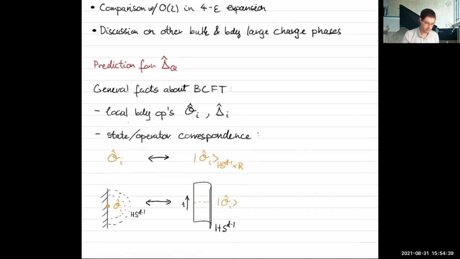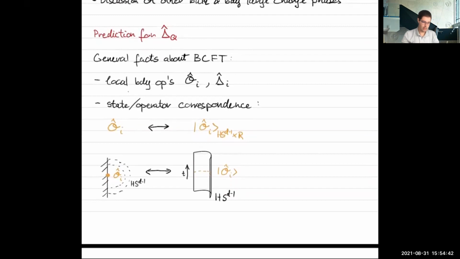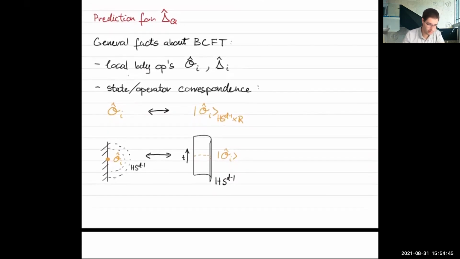Okay, we will need just a very few notions of boundary conformal field theory. This won't even be a lightning review of BCFT. I hope everybody has seen at least some examples of BCFTs, but if something is unclear, please ask. So in BCFT, besides the bulk operators, we also have boundary local operators with well-defined scaling dimension. I will denote these operators by O hat and their dimension by delta hat.